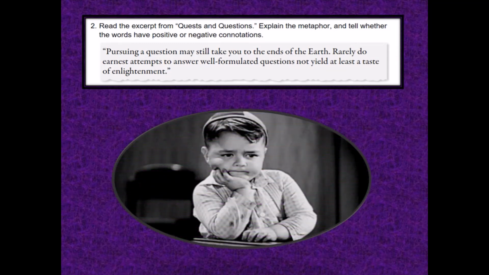Let me give you an insight. Can you look at this picture? It seems like he is waiting for something. It means that asking questions might take time, or our answers might take time. Okay, that refers to our first question. Pursuing a question may still take you to the ends of the earth. Now, do you think it is positive or negative? We have several words used here, such as earnest. Right? Now, I want you to identify the connotation. One more thing is enlightenment.